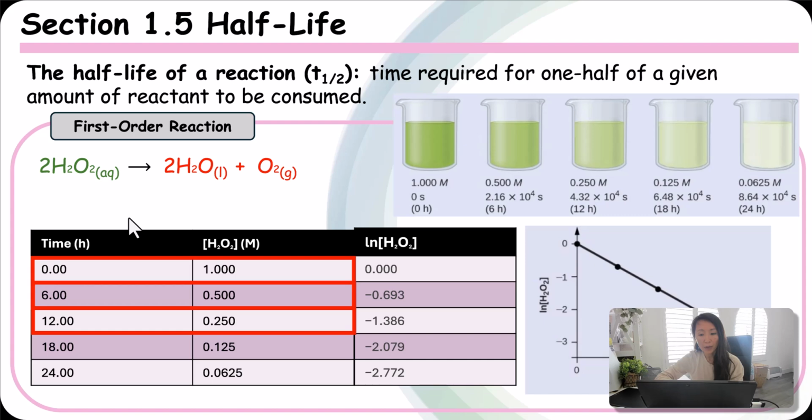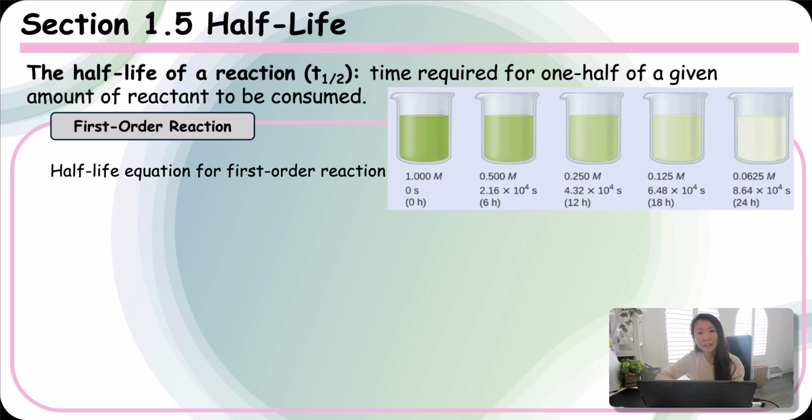Now, this is in particular for a first order reaction. All of these orders will have a different equation for half-life. So let's go ahead and introduce the first order reaction equation for half-life. And that is that half-life, meaning the time, is equal to ln of 2 divided by k, or 0.693 divided by k for this particular reaction.